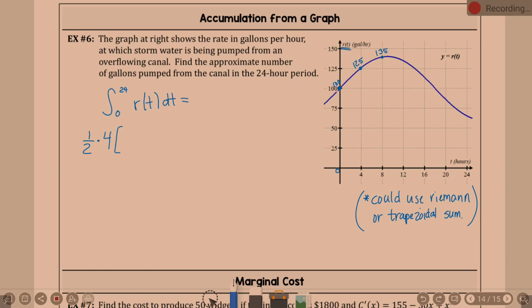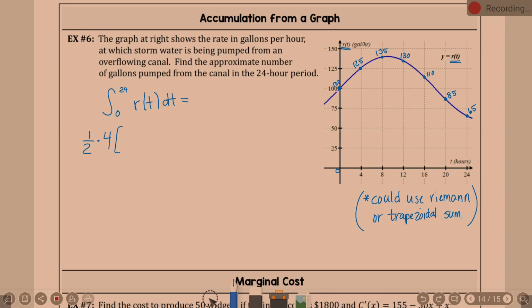Okay, what's my next number? 130. My key says I have 130 written down. Next number? 118.5. 117. I have 110, which these numbers don't exactly go, but that's all right. This height is 85. I have 85. And 65. 65. Okay?